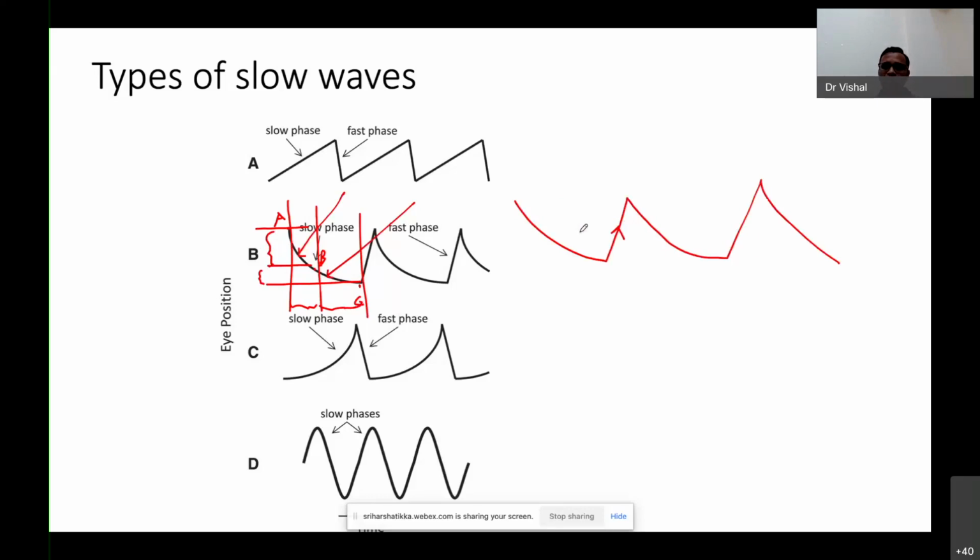If we look at a nystagmus which is beating towards the left side, so for example, if a nystagmus is beating to the right.